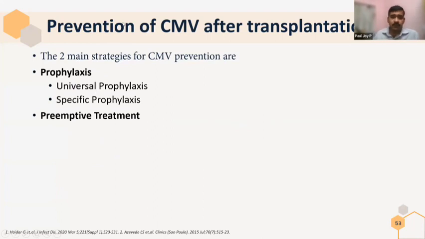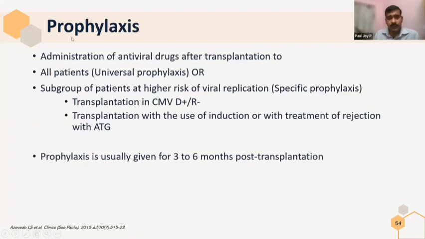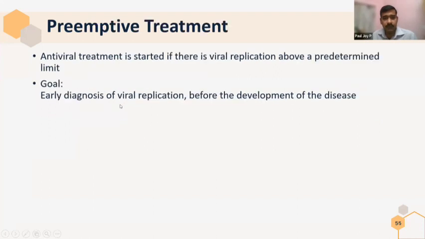Short note on prevention of CMV after transplantation. There are two strategies: one is prophylaxis and one is preemptive therapy. Prophylaxis can be universal prophylaxis or specific prophylaxis. Specific prophylaxis is given for high-risk patients, such as D plus R minus, and where ATG was used for induction. Prophylaxis is usually given for 3 to 6 months post-transplantation.